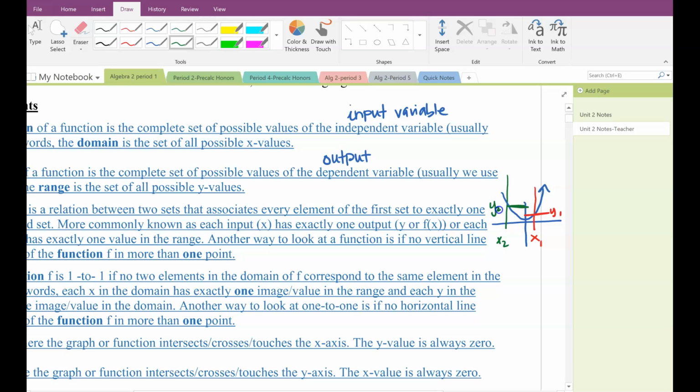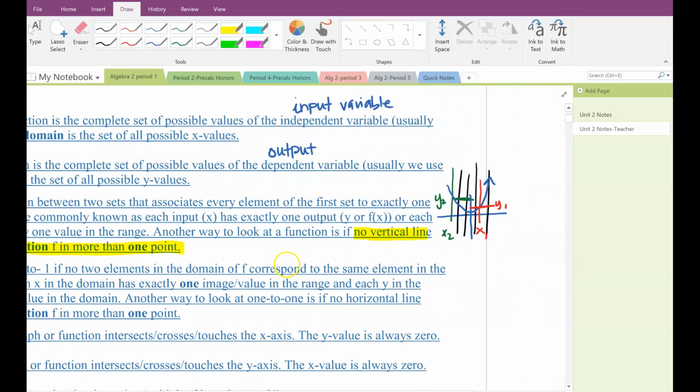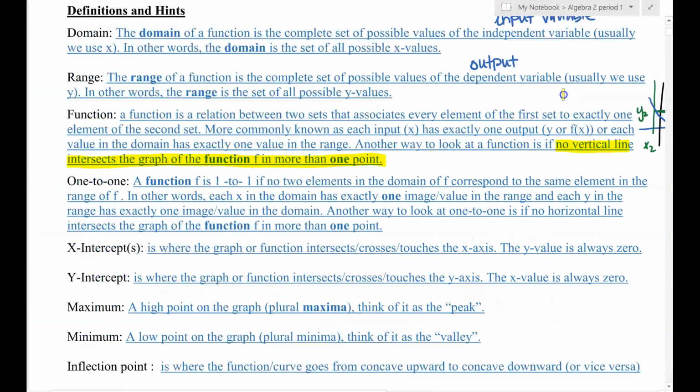Now, as I'm drawing more and more lines crossing the x-axis, these are all vertical lines, okay? And the definition said another way to look at it is if no vertical line intersects the graph of the function, let's call it f, at more than one point. So if it intersects at more than one point, then it's not a function.